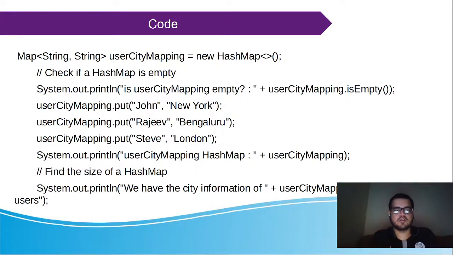So this is the code which I have written to test all the functionality. First, I created the HashMap using Map, userCityMapping, and now I have added keys as names and values as their cities. Like John lives in New York, Rajiv lives in Bangalore, Steve lives in London. First I printed userCityMapping, so it will print John, New York, Rajiv, Bangalore. If I print the size of this HashMap, it will return 3.